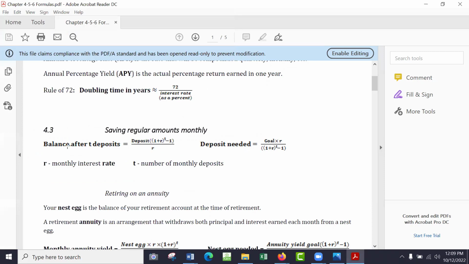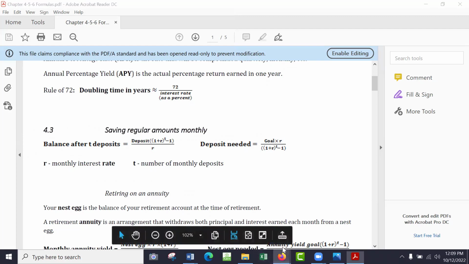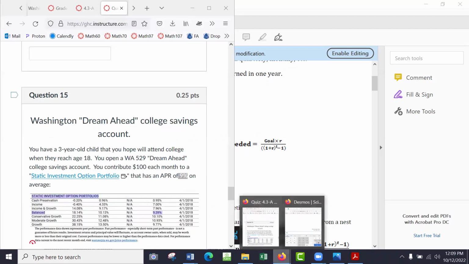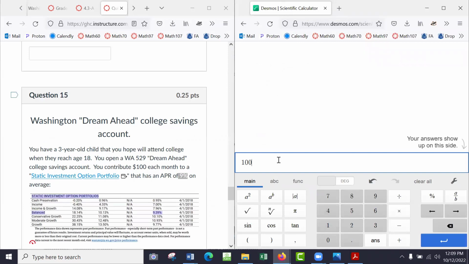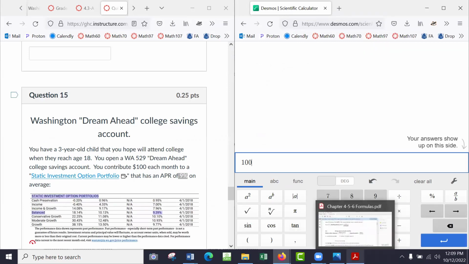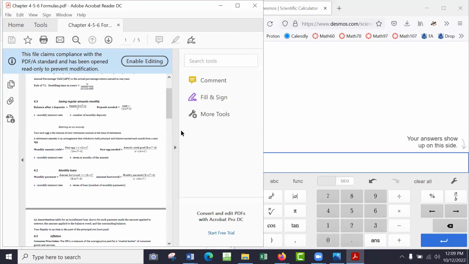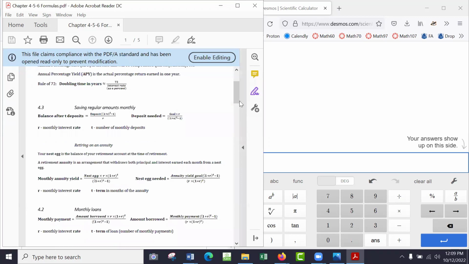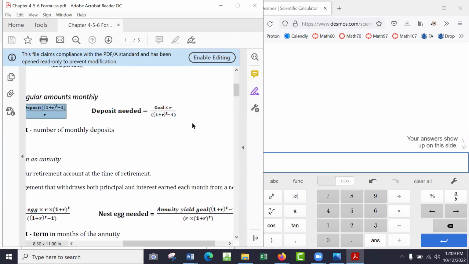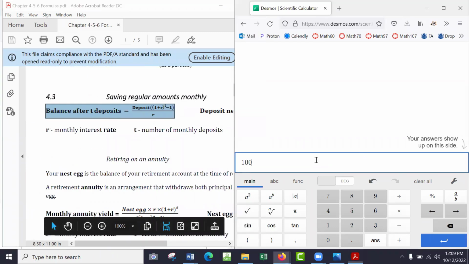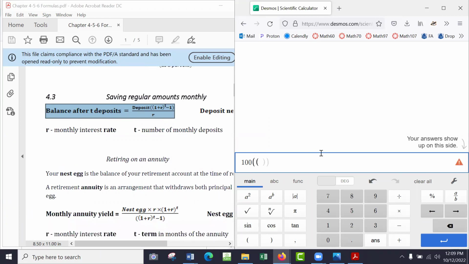And we're going to need this formula here, balance after T deposits. So our deposit is our $100. I've got my Desmos scientific calculator up here, so I'm going to stick in $100. Let's have a look at that formula here. Okay, so balance after T deposits. So it's this, and let me just zoom in on that a bit. Okay, so our 100 and then times 1 plus R.